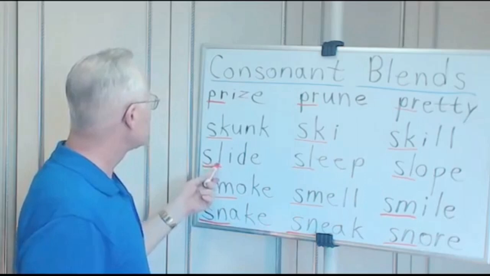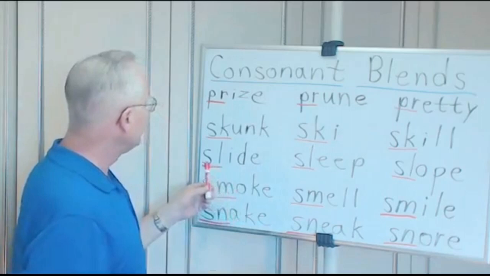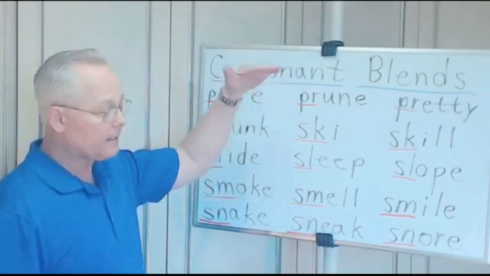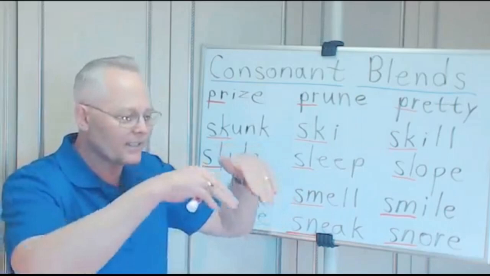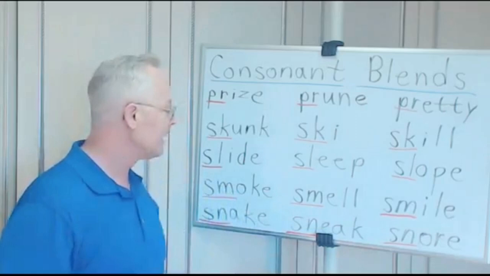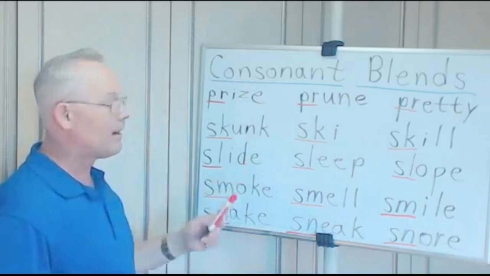SL. S-L-I-D-E. Long I sound because of the E. Take off the E, slid. Now, slid happens to be the past tense of slide. How do you like that? When you were a kid, did you ever go on a snow-covered hill and slide down the hill? It's not skiing, it's sliding, or people will call it sledding also. When you go sledding on a sled, you're actually sliding down the hill. Many kids would use a big piece of cardboard, flatten it out, and slide down the hill. He slid down the hill, slid. Take off the E, it's in the past.